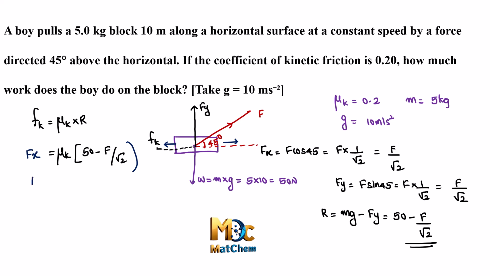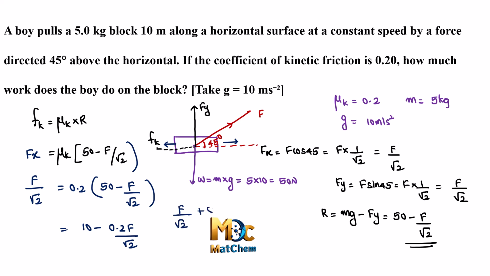So what we can write is F by root 2 equal to mu k, which is 0.2, into 50 minus F by root 2. If you open up the bracket, you will get 50 into 0.2, which is 10, minus 0.2 into F by root 2. If you take the components containing F together, we can write F by root 2 plus 0.2 F by root 2 equal to 10.